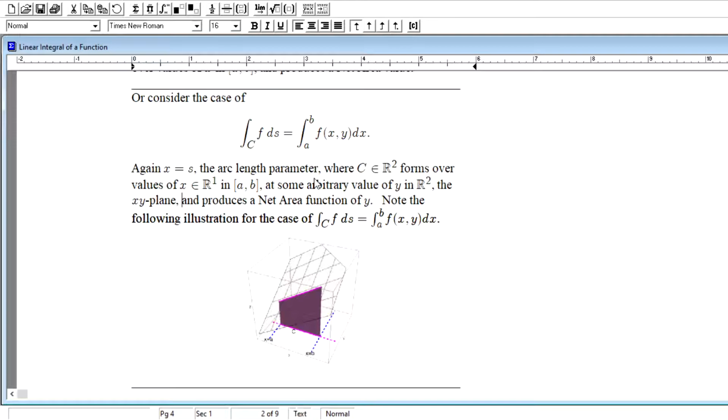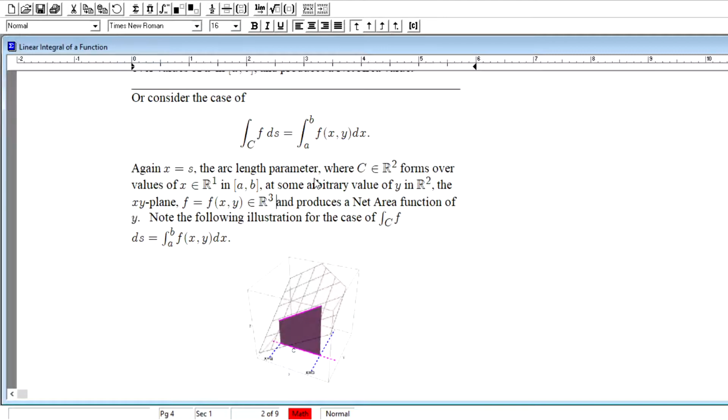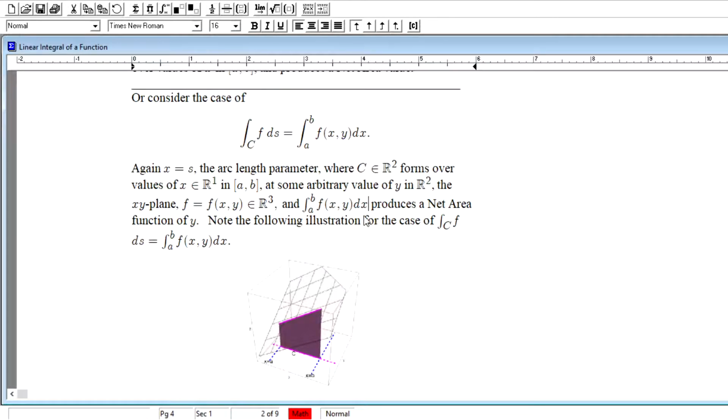Yeah, let's make note here. F, which equals the multivariable function f of x comma y, is contained in 3-dimensional space here, right? And let's point out then, this calculation here produces a net area function of y. Note this illustration for that case.